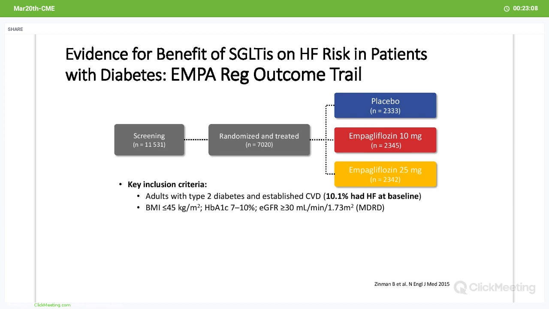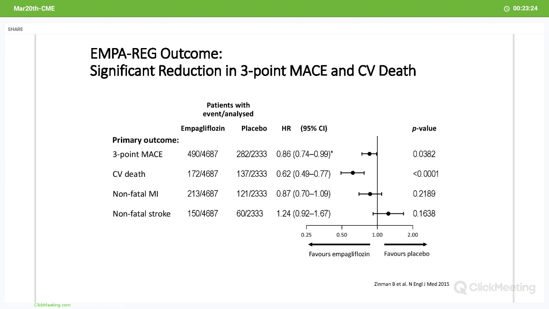Only 10% of these patients had baseline heart failure, and the devil's always in the details, and unfortunately we don't have the details about what those patients were like with respect to their heart failure. And they had so-so diabetic control, and they could have so-so kidney function or better to get into the trial. And the staggering success, the headline for this trial, was that it was overwhelmingly positive. It reduced cardiovascular mortality, and the 3-point major adverse cardiovascular event: cardiovascular death, myocardial infarction, stroke. And this was heralded as a big step forward.